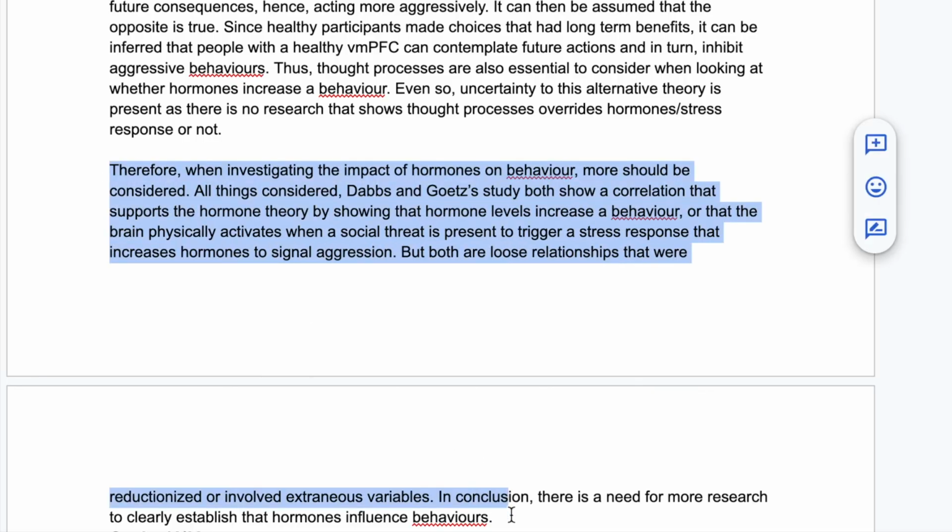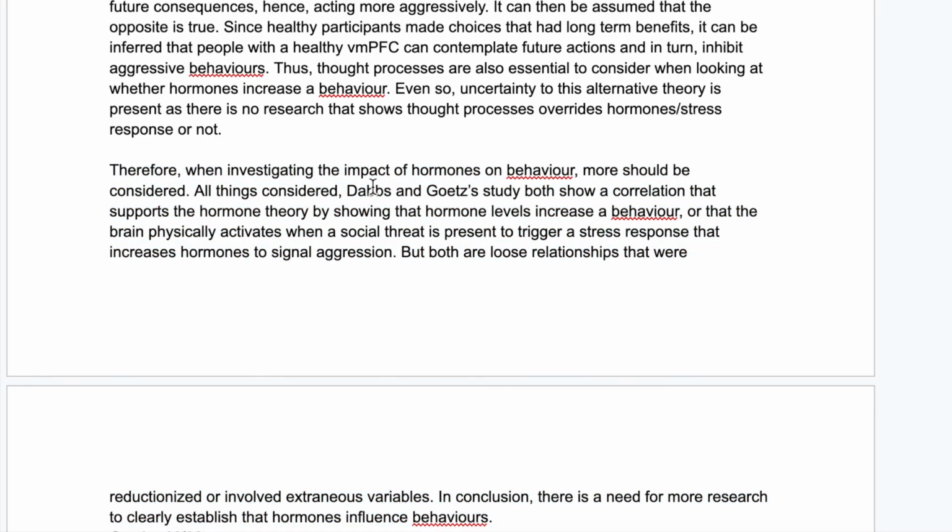Yeah, and so this is my conclusion. So when investigating the impacts of hormones on behavior, more should be considered. In conclusion, there is need for more research to clearly establish that hormones influence behaviors. You'll find that for a lot of essays, this conclusion works because psychology, or at least IB psychology, is really revolved around showing the examiners that you know that you can't really trust one single study because there is a limitation to what researchers can do with the current technology and the current ways in which we are allowed to investigate the human brain. So this is my go-to conclusion.